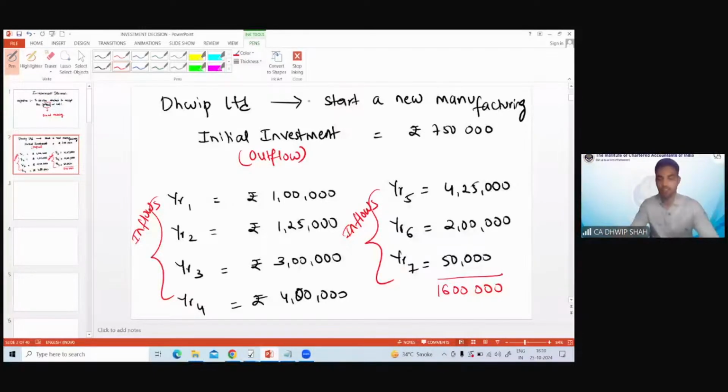That's 16 lakhs. So now my question to you: my outflow, my investment is 7,50,000, or let's take some higher amount, not 7,50,000, but around 12 lakhs, 12,50,000. So my outflow, my investment in the business is 12,50,000, and over the period of 7 years, I am earning 16 lakhs. Whether to accept the project or not? Tell me, friends, whether I should start a new manufacturing business or not.